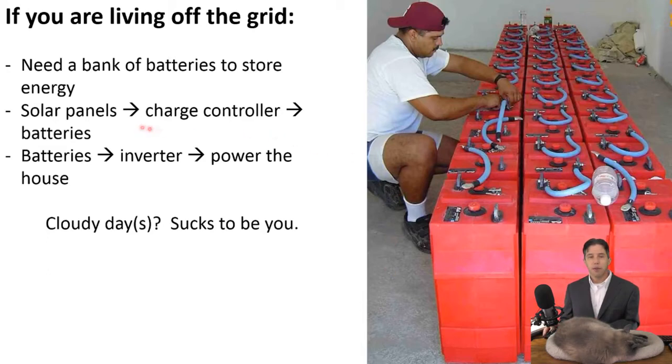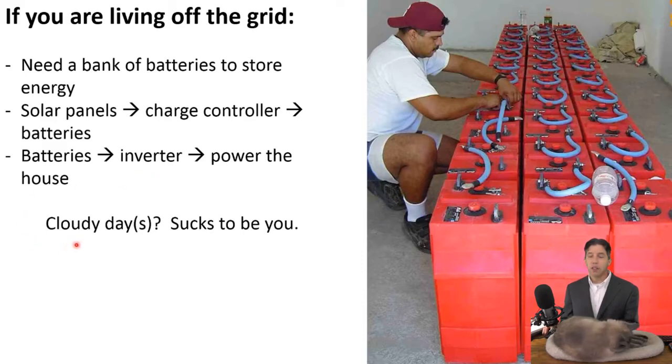Now, how this would work is your solar panels go to something called a charge controller, which charges the batteries. So during the day, it's charging the batteries. Then at night, the batteries go to something called an inverter, which takes the voltage of the batteries and converts it to something that your standard 110 volt appliances could use. That's what an inverter does, and that powers the house.